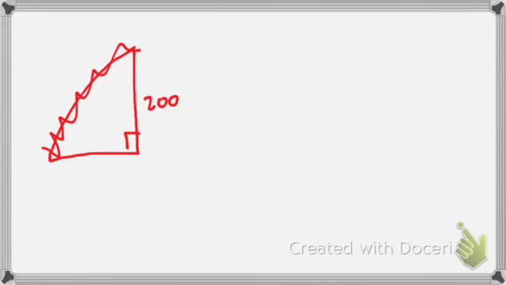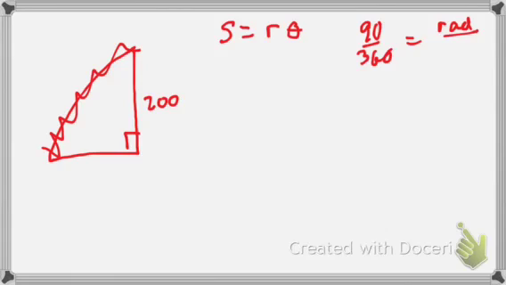So if you want that, you just have to use the sector length, or the arc length formula. So it's just going to be S equals R times theta. And now the only thing I don't know is what theta is. I know that R is 200, but if I want to know what theta is, I'm just going to convert this. So it's going to be 90 over 360 is equal to the radians over 2 pi.